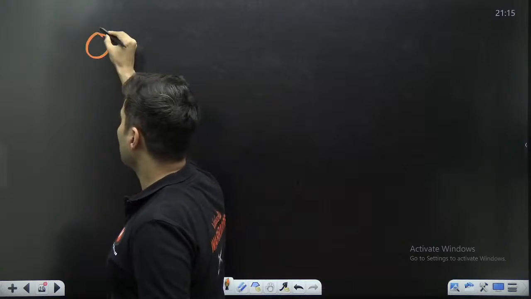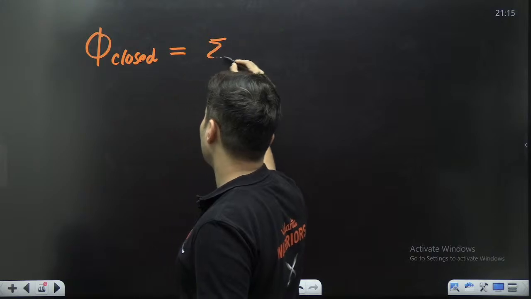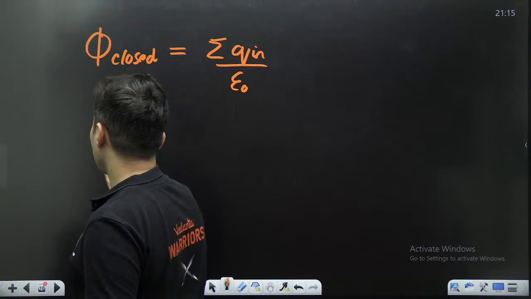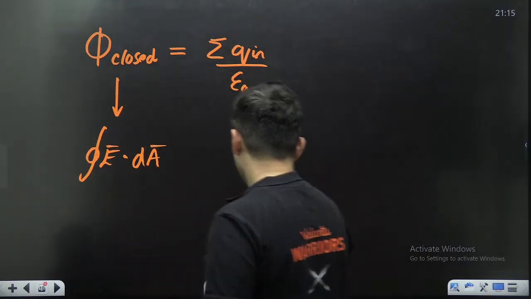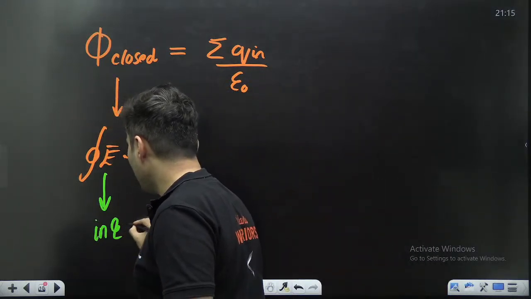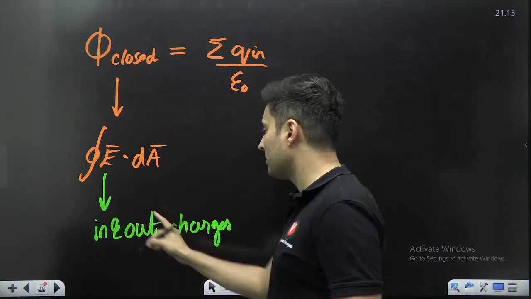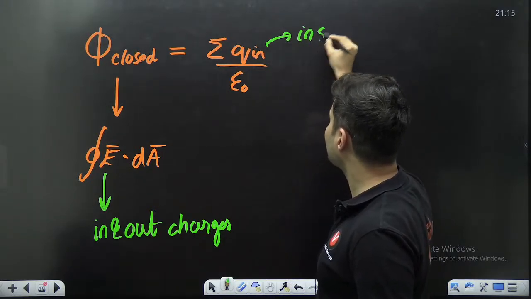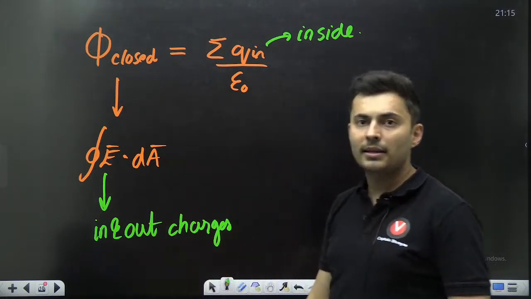Cool. Okay. Now, if you move on to Gauss's law, direct application based questions come on Gauss's law, where you have to know that the flux through a closed surface is the total charge inside divided by epsilon naught, and this is the cyclic integral of E vector dot area vector. Here you should know that the electric field on the left hand side is because of inside and outside charges both, but the right hand side is only because of the inside charges only. Keep this in mind.